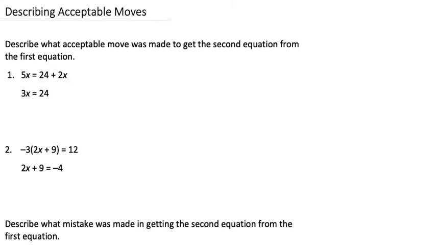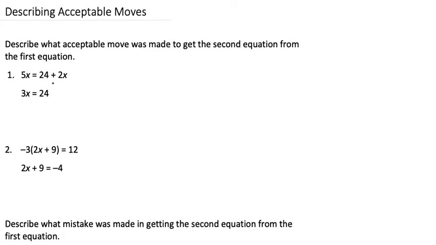In this video, we're going to look at what are acceptable moves and unacceptable moves when we are solving equations. So for the first pair of problems, we are to describe what acceptable move was made to get the second equation from the first equation. So if I look at this first pair, 5x equals 24 plus 2x, and then 3x equals 24.